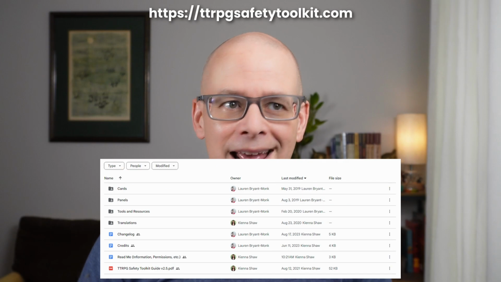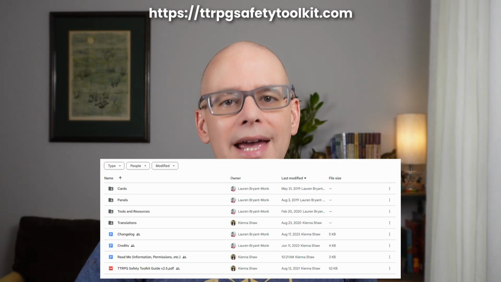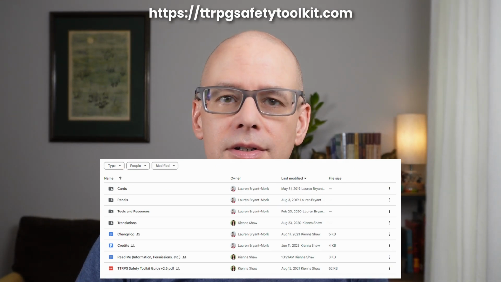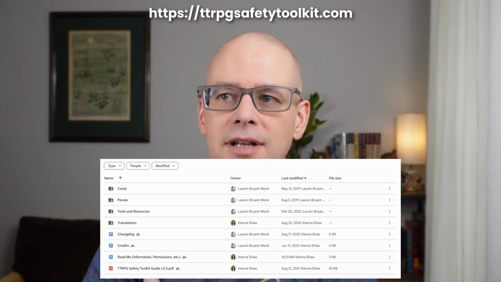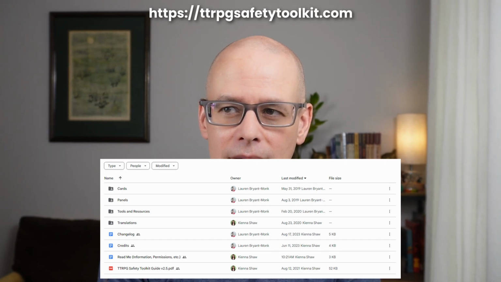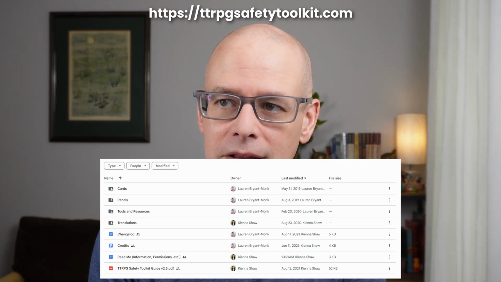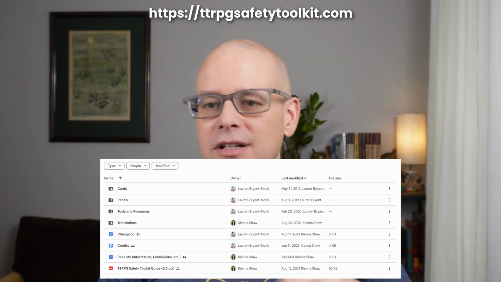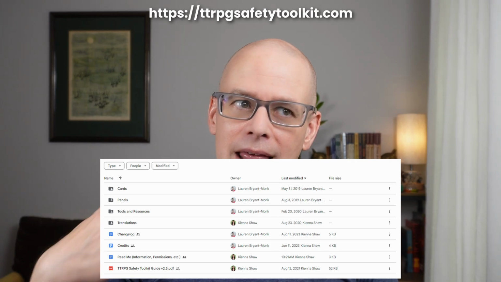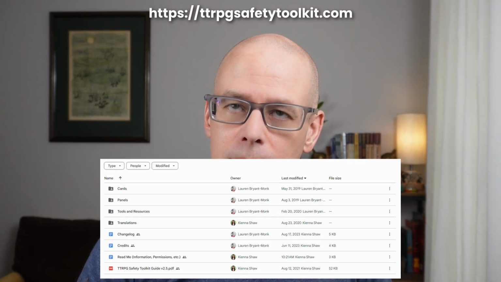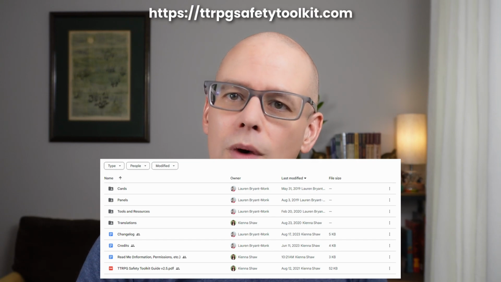Now, that PDF isn't the only thing that's available on the website. They actually have a folder to go ahead and print off cards so that people can have physical cards at the table. They have different panels that you can go ahead and look at. They have tools and resources, as well as translations into other languages, in addition to full credits for everything that is included in this toolkit. So basically, it's your one-stop shop for a safety toolkit for playing tabletop role-playing games for the enjoyment of everybody at the table.